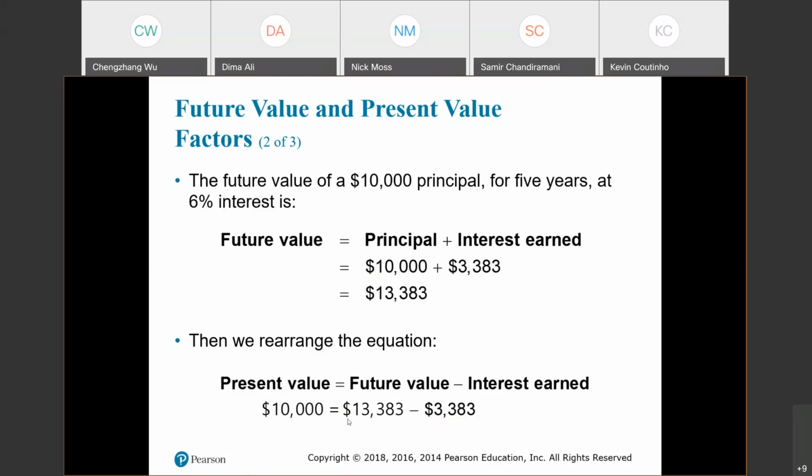Now, let me show you how to use table 2 and table 4. These two tables are about present value and future value of an annuity.